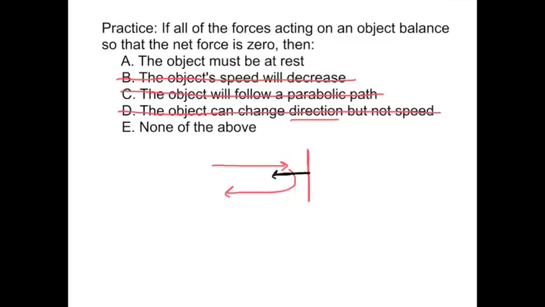Finally, we'll go to choice A. The object must be at rest. It's true that in situations where the object is at rest, the net force is zero. But the net force can also be zero on an object that's moving at constant velocity. Therefore, A is also not the correct answer. We're left with E, none of the above. That's the answer to this problem.